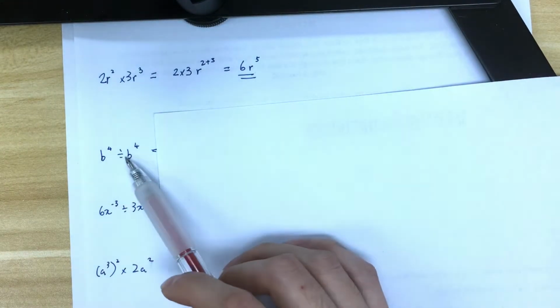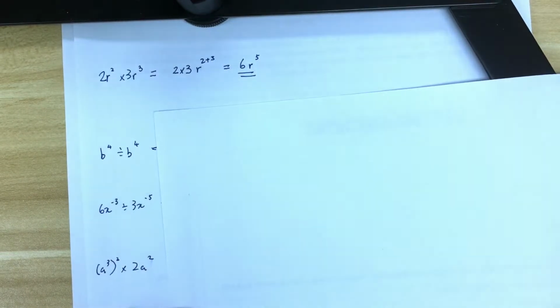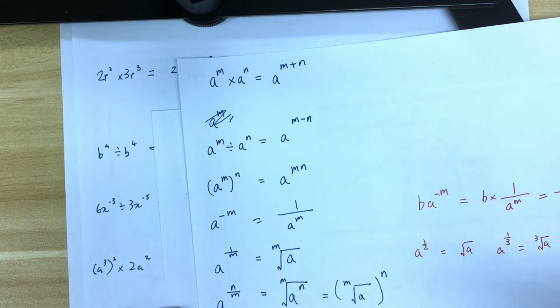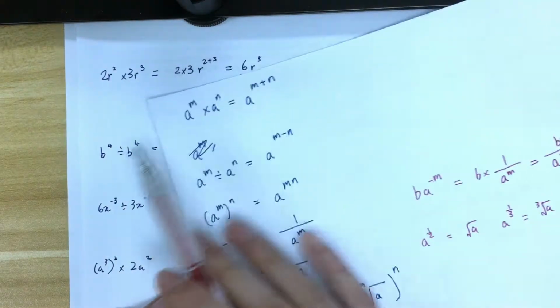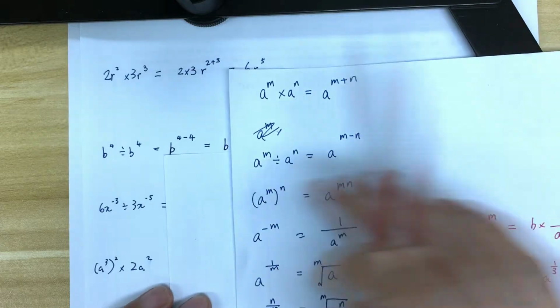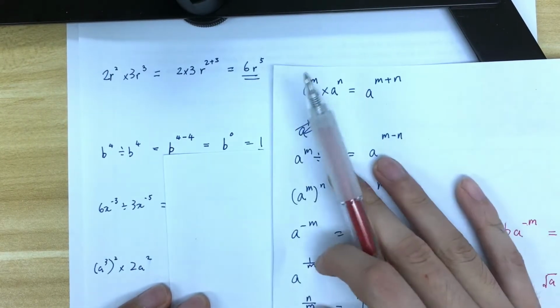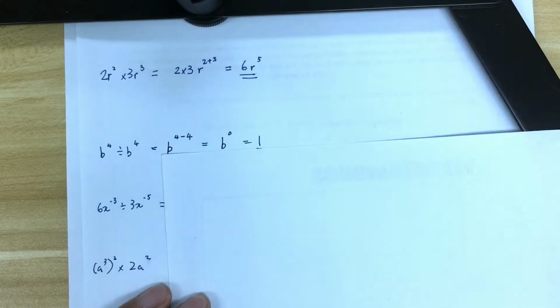b to the power 4 divided by b to the power 4. It's pretty obvious it's 1, but let's still do it using an index law as practice. 4 minus 4 will be 0. But what does power 0 mean? Power 0 means 1, always. Anything to the power 0 always equals 1.